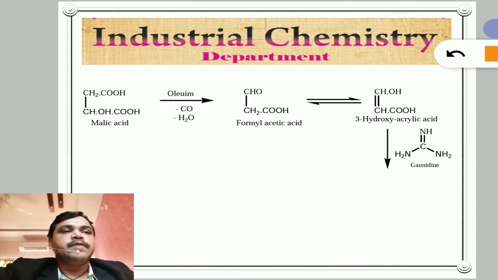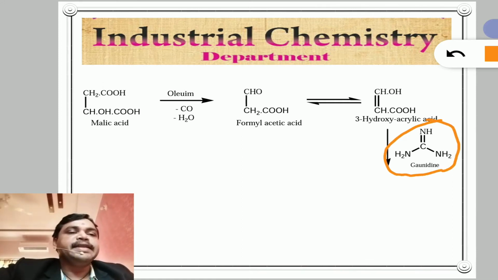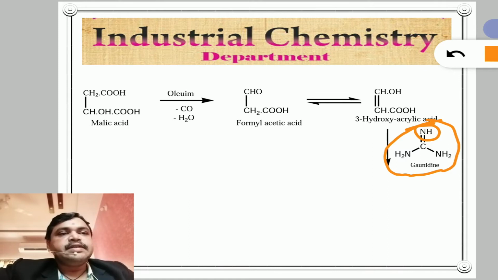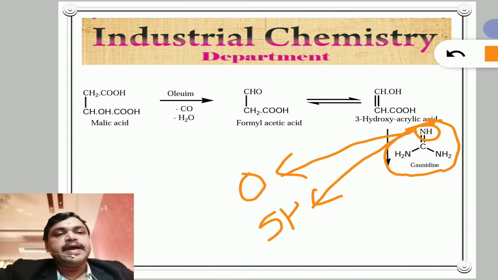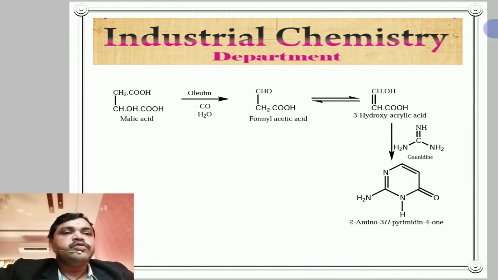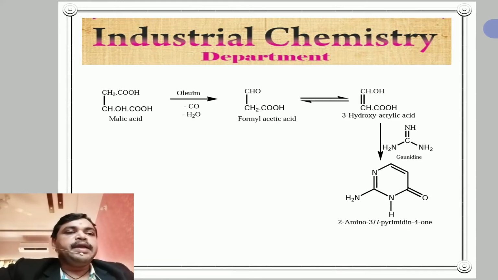Here is the structure of guanidine. Guanidine is a chemically very important compound. In this structure, if there is an oxygen, it is known as urea. If we have a sulfur group, SH, it is known as thiourea. And the third possibility, if here is NH, then it is guanidine. Now we treat this guanidine and 3-hydroxyacrylic acid, so we get 2-amino 3-hydropyrimidin-4-one.